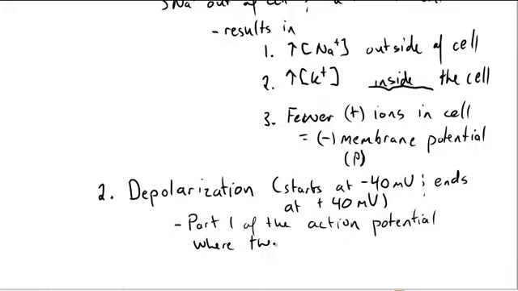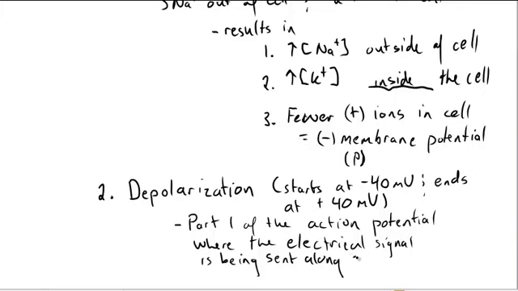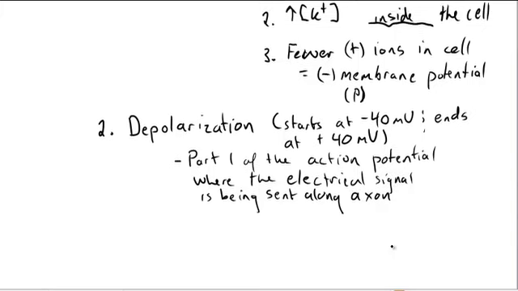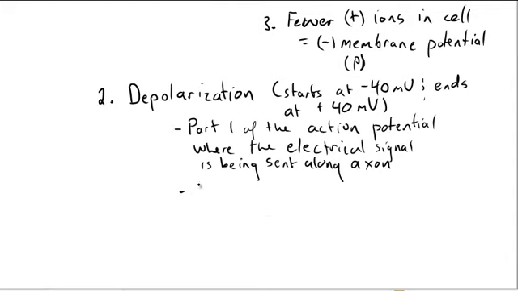The electrical signal is being sent along the axon. It's called the action potential because, hey, the action's happening, the electrical signal is occurring. So for it to begin, threshold potential must be met.